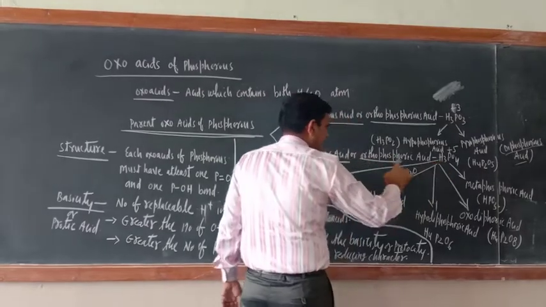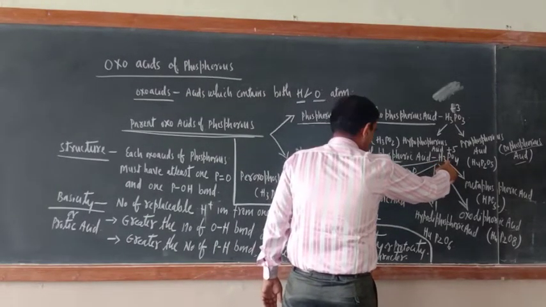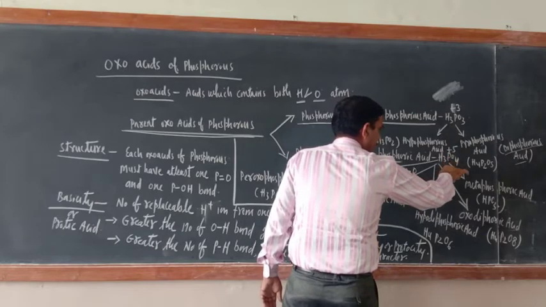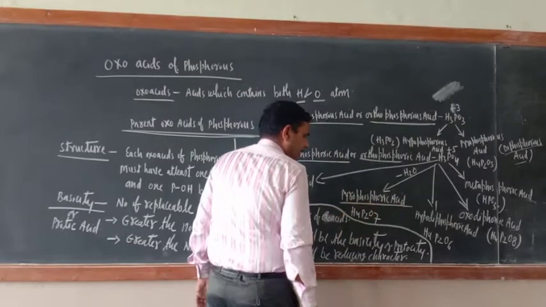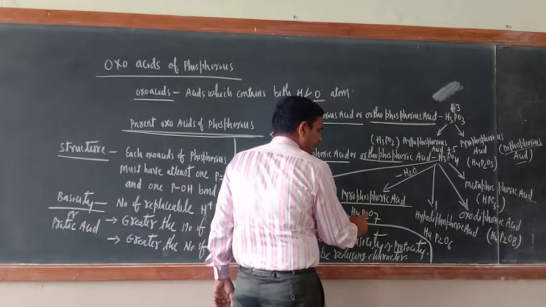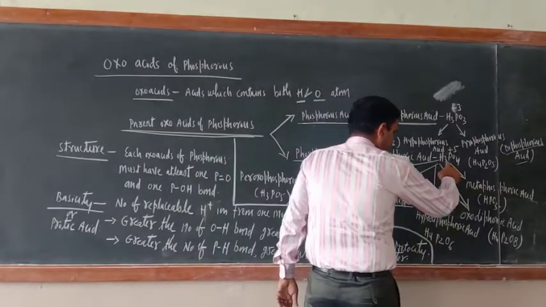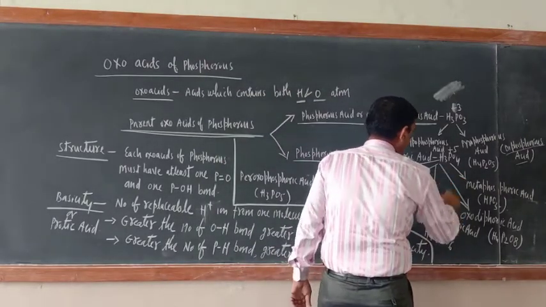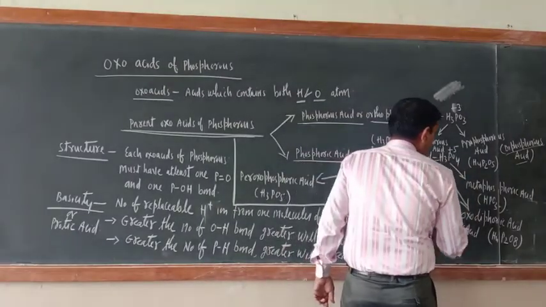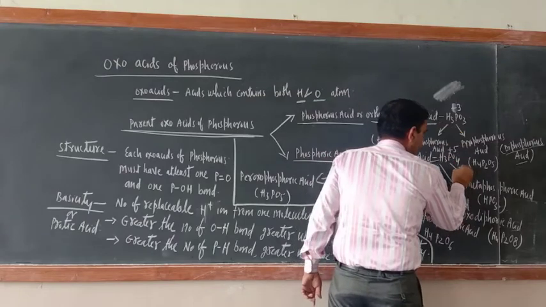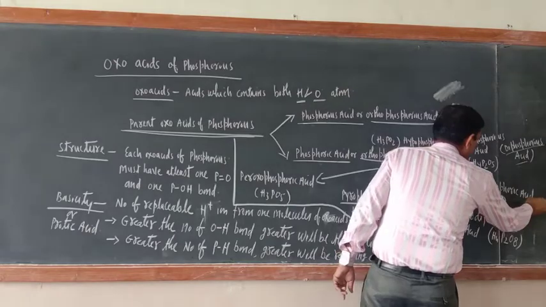Just clearly it is mentioned. Two molecules of this one means 6 hydrogen, 2 phosphorus, 8 oxygen. So remove one molecule of water, then you will get the pyrophosphoric acid. Molecular formula is H4P2O7. Similarly, now from H3PO4, just remove one molecule of water from one molecule only. So you will get metaphosphoric acid.